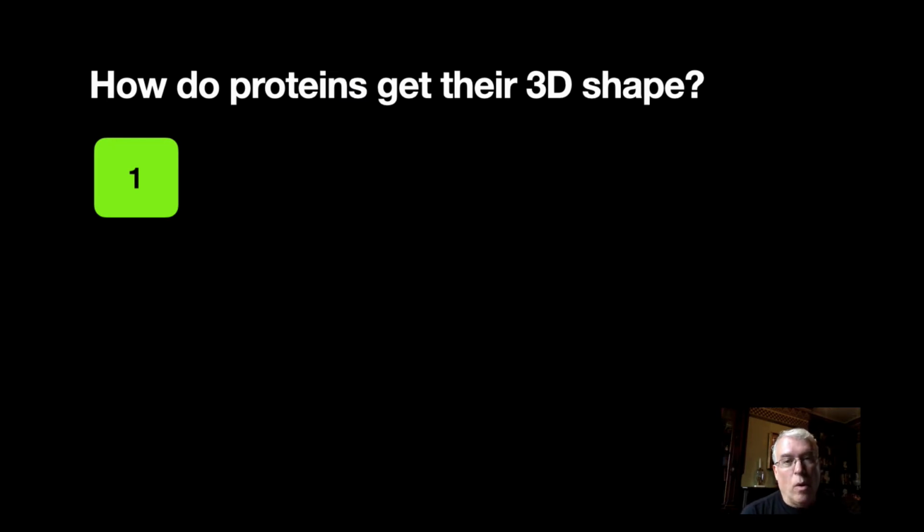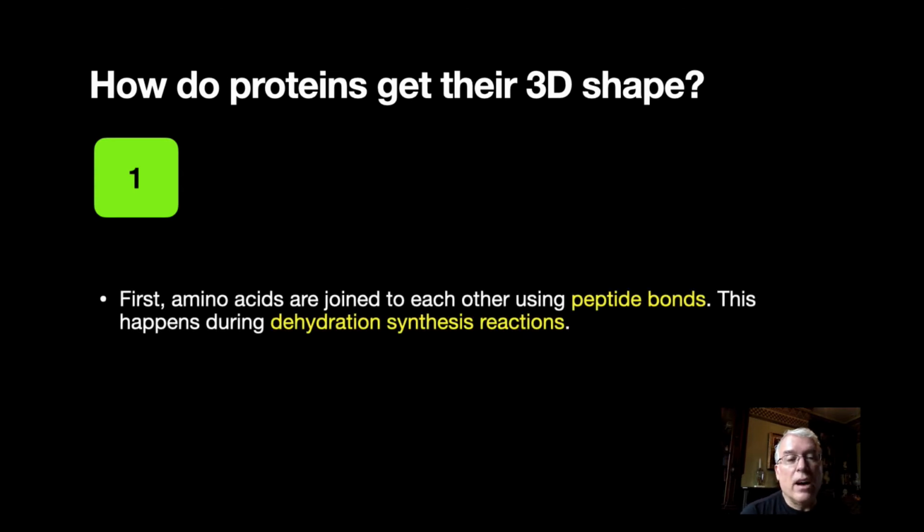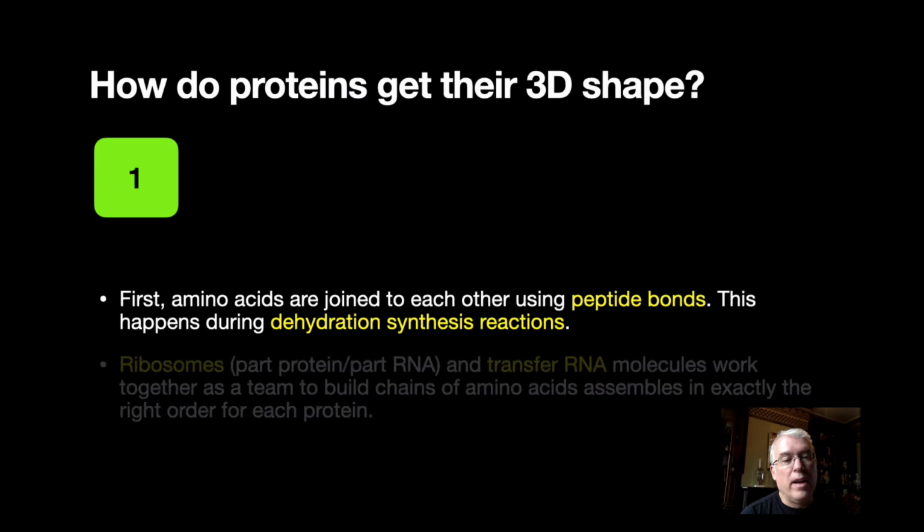The first step, what we call the primary structure, is going to be based on the sequence of amino acids that are hooked together. Now, amino acids are joined to each other with a special type of covalent bond called a peptide bond. Peptide bonds hold amino acids together. And this happens during, you guessed it, dehydration synthesis reactions, because those are the reactions that build polymers out of monomers in living systems. Remember, a dehydration synthesis reaction hooks part A to part B by squeezing out, or dehydrating, a water molecule, right?